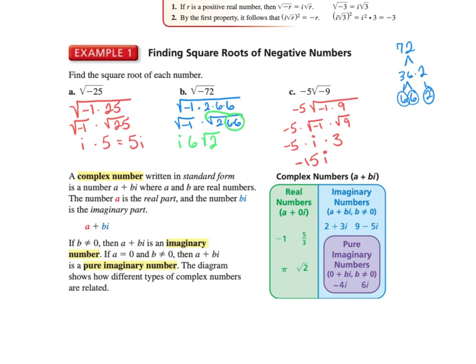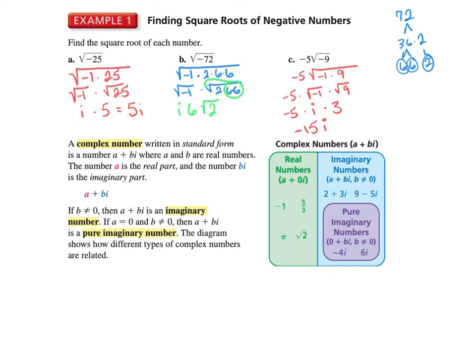Okay, let's take a look at the next part. A complex number written in standard form is a number a plus bi, where a and b are real numbers, and a is the real part, and bi is the imaginary part.